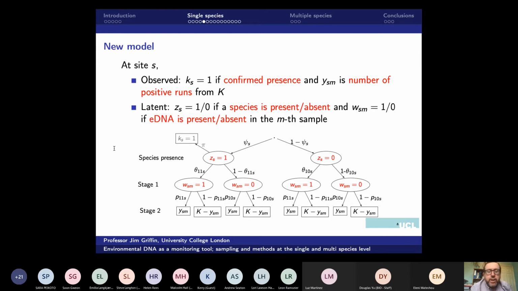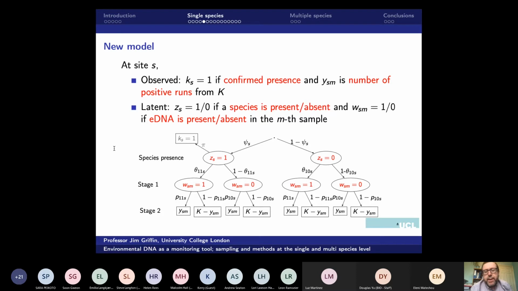So we've got two sources of information. Our main source is the eDNA data, that's the positive PCR runs, which are the YSMs. And we have confirmed presences, which are the KSs. And then the things that we would like to infer. One is ZS, which is the species presence. And also we assume WSM, which is that eDNA is present in the nth sample.